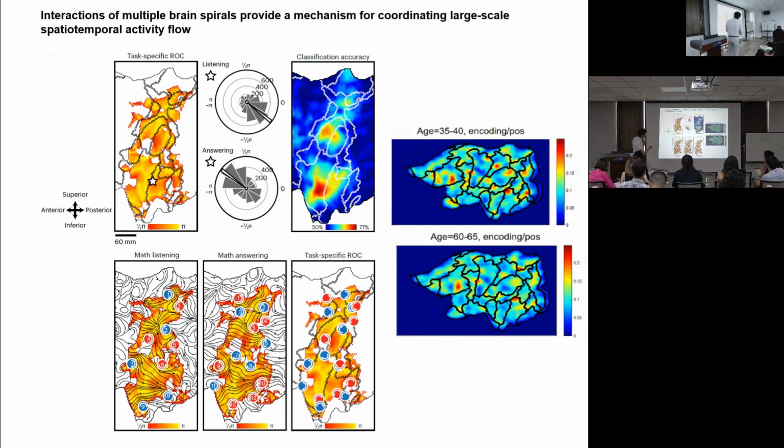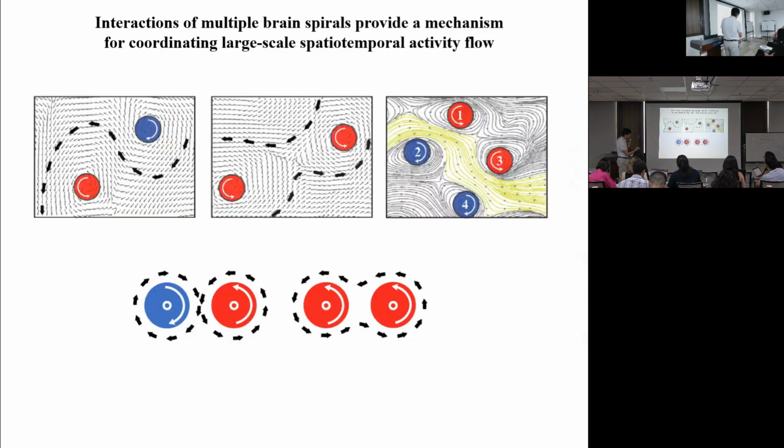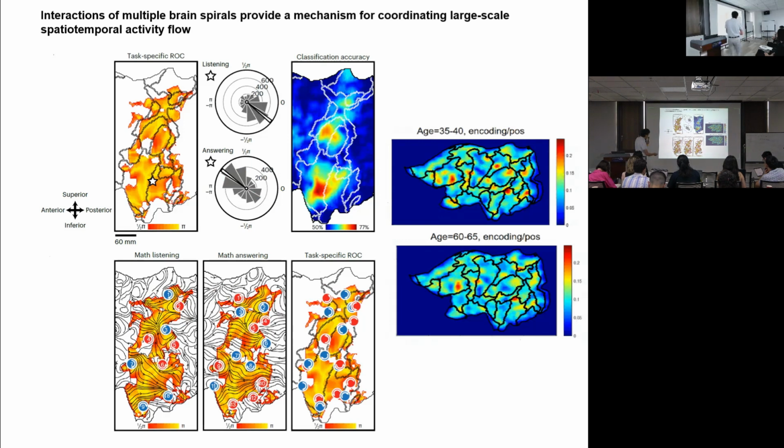We look specifically around this auditory cortex, because this is a story listening and story answering auditory task. By applying this interaction rule I've just mentioned, clockwise, anti-clockwise, we first did decoding and found this kind of task-specific region. Then we applied that interaction principle to look at how this interaction can be used to organize a flow of activity during this specific task.